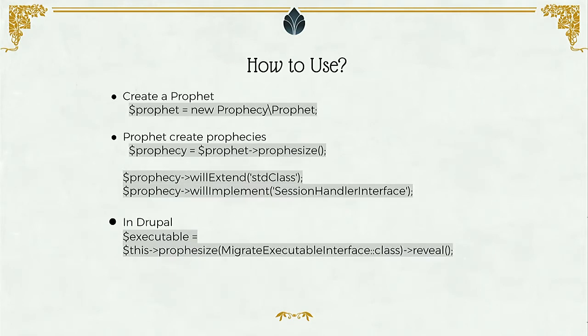So how do you use it? First we need to create a prophet. Once you create the prophet, you can create a prophecy with that prophet. Then you can say which class needs to be extended or which interface needs to be mocked in that prophecy. In Drupal it's already included, so you don't need to check anything. You can directly call reveal on the prophecy. I'll explain what reveal is, don't worry about it.